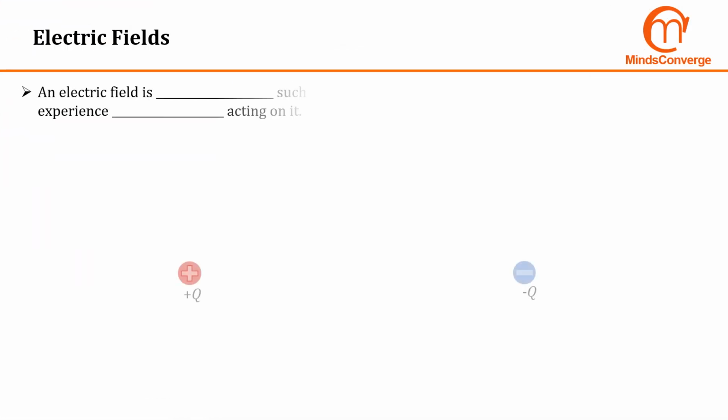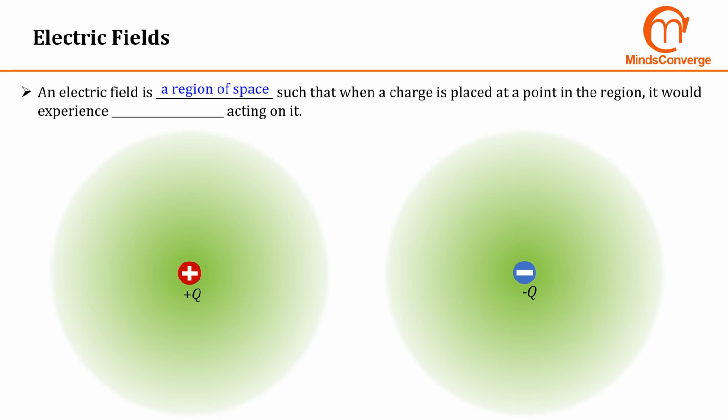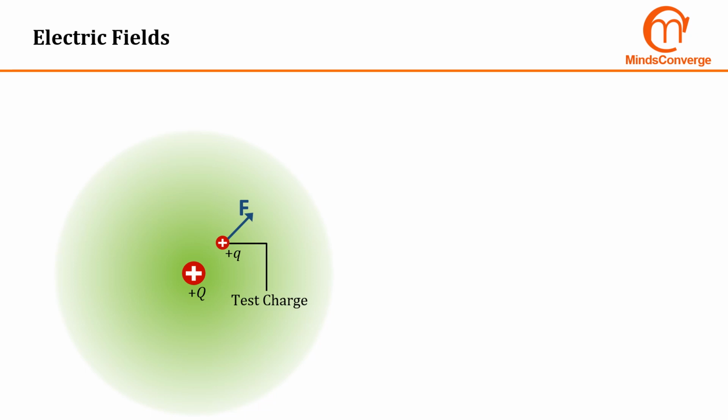An electric field is a region of space, such that, when a charge is placed at a point in the region, it would experience an electric force acting on it. A point charge, positive Q, produces an electric field all around it. This point charge is the source of the electric field, we call it the source charge. A charge can be considered a point charge if its size is very small compared to the distance from which it is viewed. A small positive charge, small q, is placed as a test charge near the source charge.